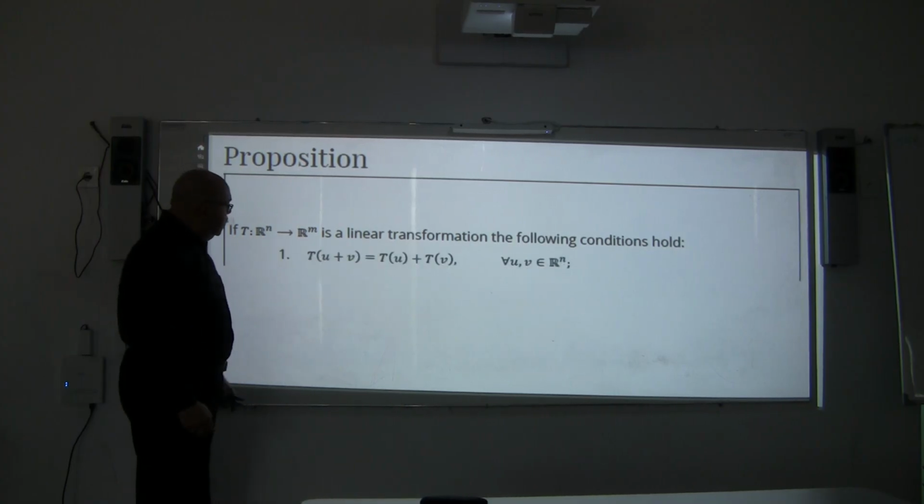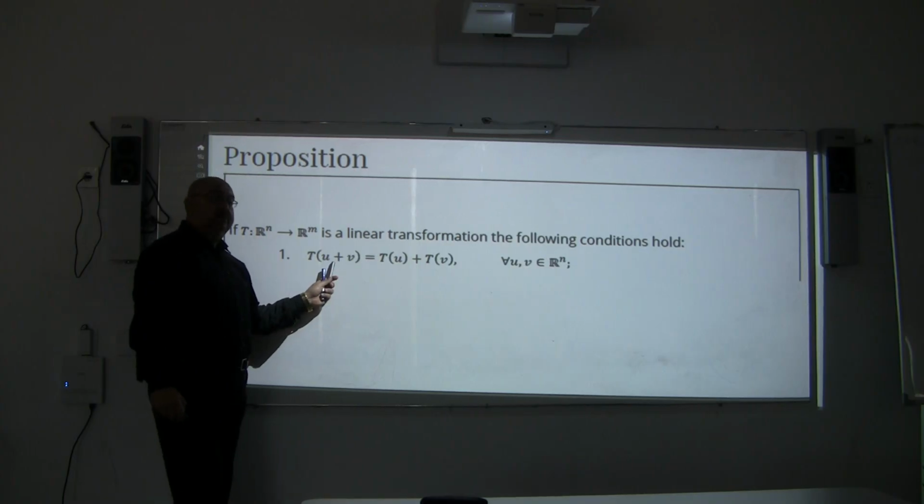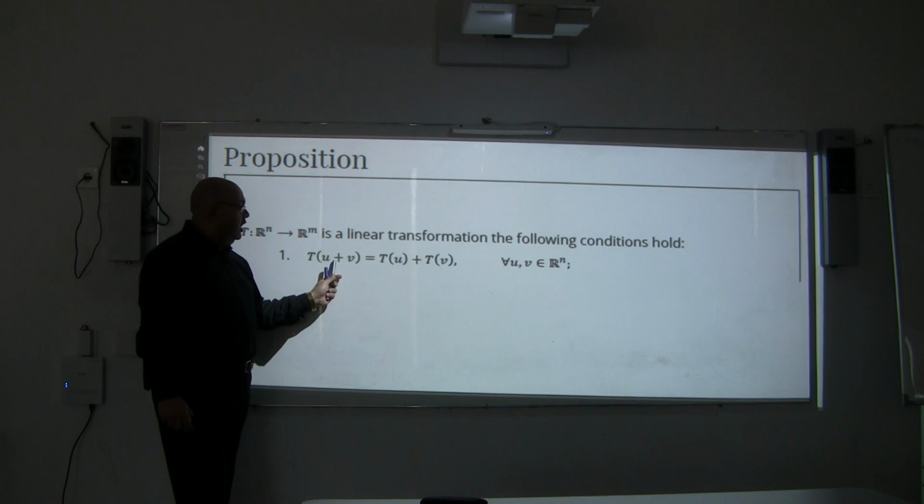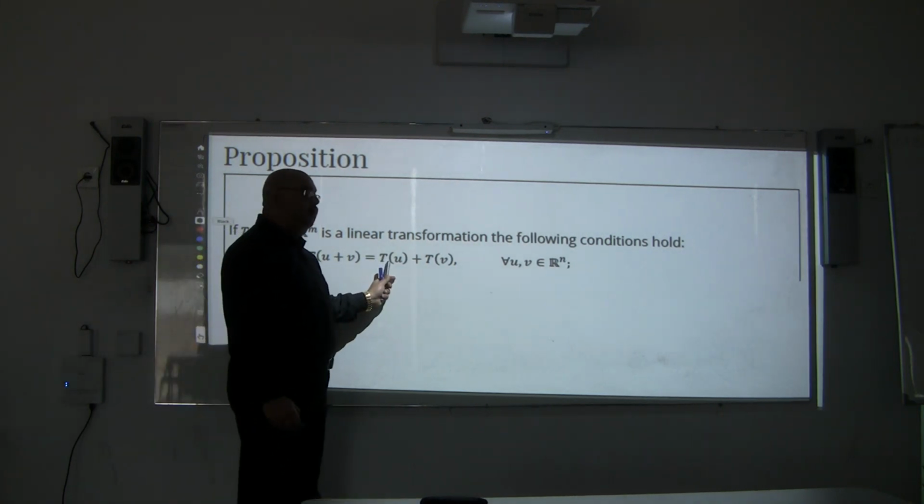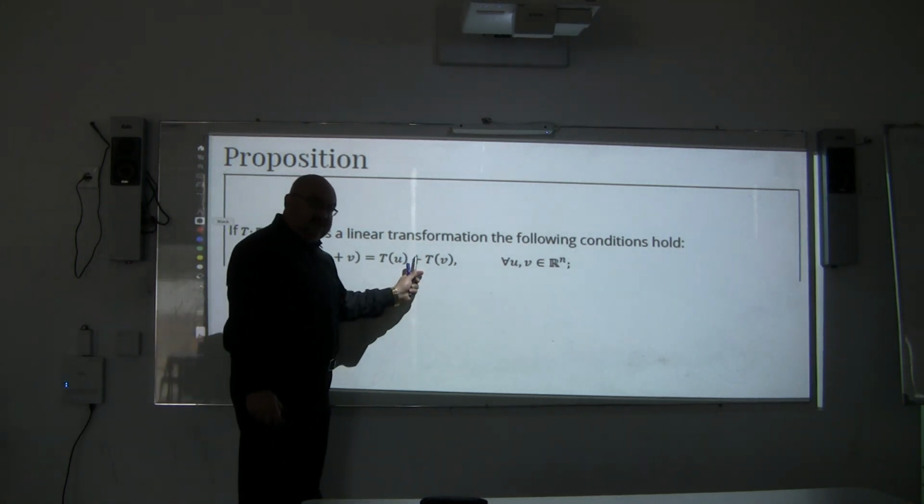Number one, it preserves the addition. So transforming the addition of two vectors is equal to the transform of the first vector plus the transform of the second vector. Do you read me, Hazem?